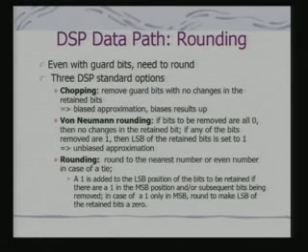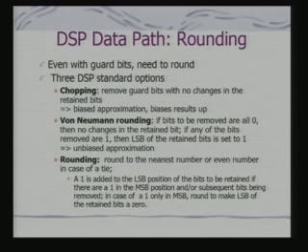Typically you have got 3 schemes, which are chopping, von Neumann rounding and normal rounding. In chopping, you remove guard bits with no changes in the retained bits. So, it is a kind of a biased approximation because you have the result biased up to the positive end.